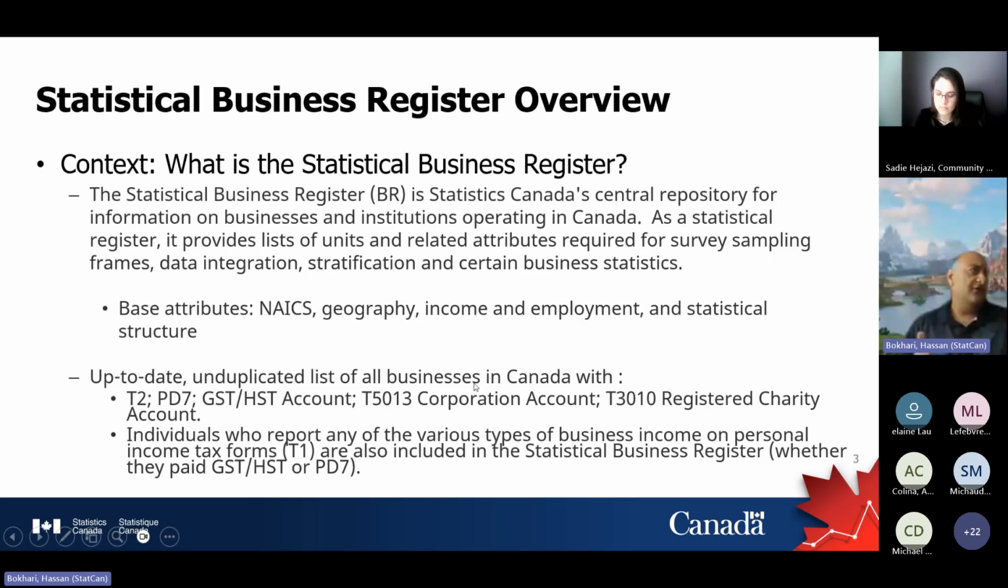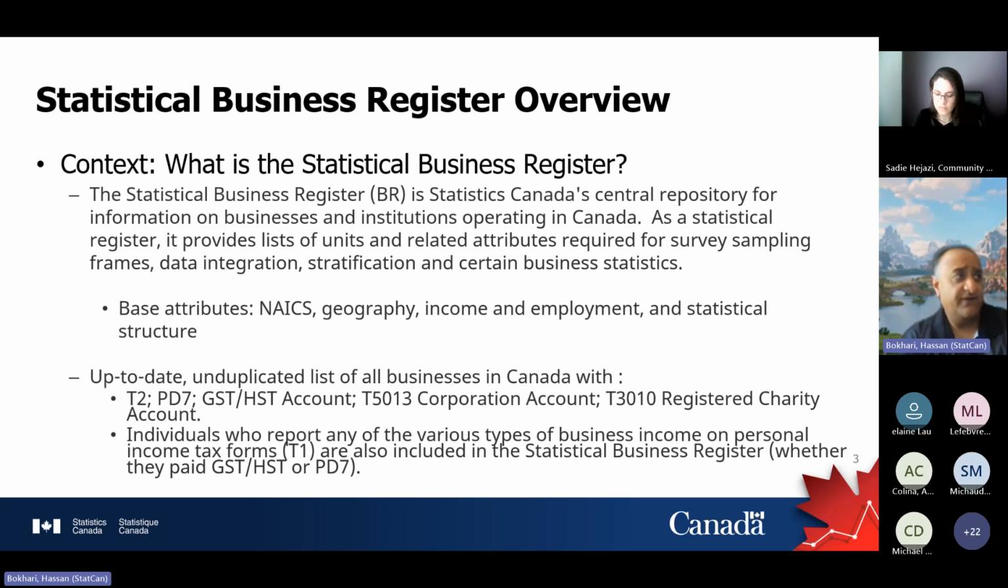So we're in the overview here. The context is, what is this statistical business register? Well, the statistical business register is StatCan's central repository for information on businesses and institutions operating in Canada. As a statistical register, it provides a list of units and related attributes required for survey sampling frames, data integration, stratification, and certain business statistics. So our base attributes are the NAICS, North American Industry Classification System, which we'll talk about. The geography, we'll talk about that as well. Income and employment, and statistical structures, another important concept.